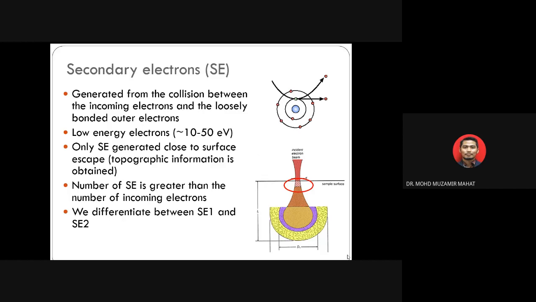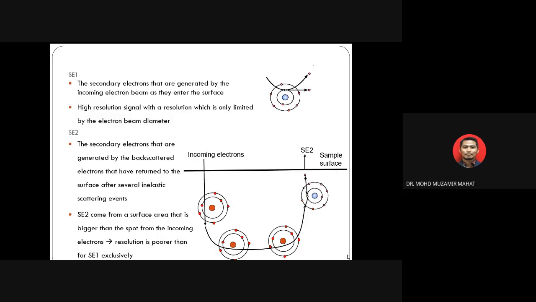We differentiate them as secondary electron 1 and secondary electron 2. Secondary electron 1 are generated by the incoming electron beam as they enter the surface. It is a high resolution signal, with the resolution only limited by the electron beam diameter. Secondary electron 2 are generated by backscattered electrons that have returned to the surface after several inelastic scattering events. These electrons come from a surface area that is bigger than the spot of the incoming electrons, so the resolution is poorer than secondary electron 1. This figure explains the mechanism of interaction.